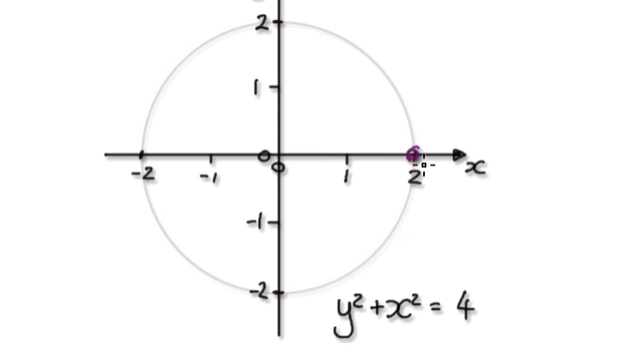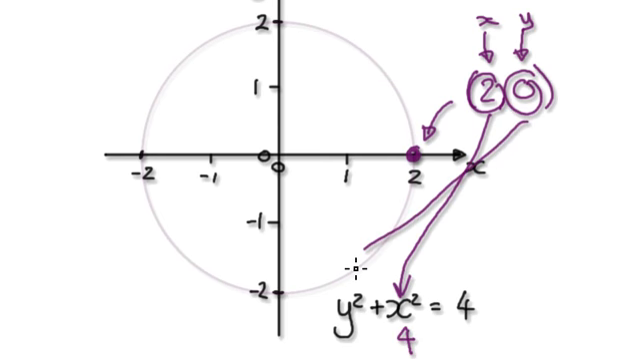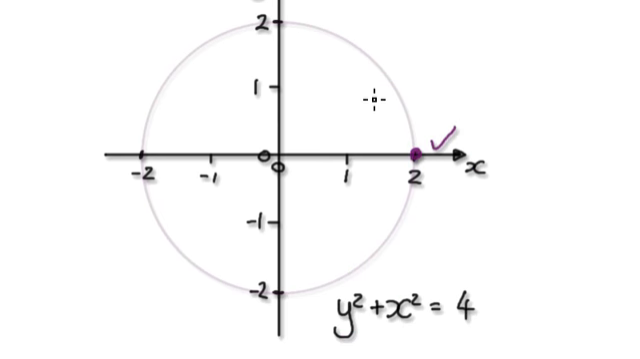Okay, so let's try this point here. The coordinates here will be 2, 0. This is our x and this is our y. So put this into the x here, so this will be 4, and put the 0 into the y, so y squared will be 0. So this does equal 4. So this point here would be good.